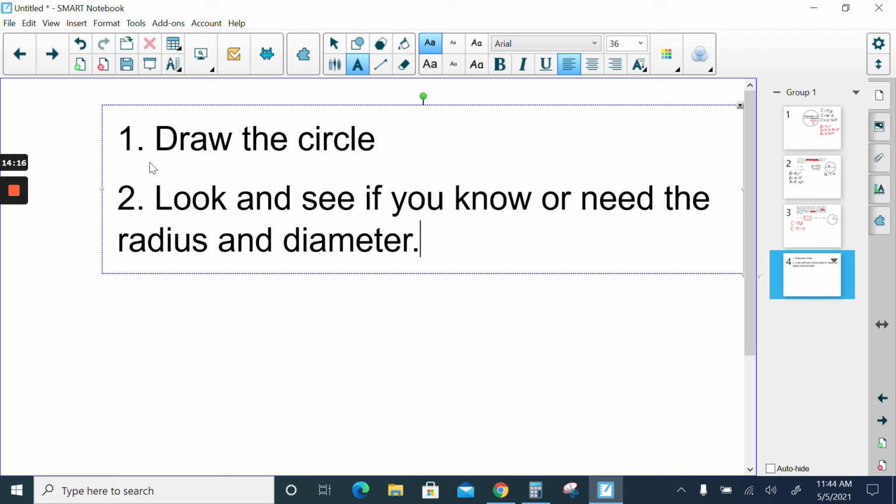The other answer choices are there to trick you. Do not fall for their trap. Make sure: do I know the radius? Do I need the radius? Do I know the diameter? Do I need the diameter? And that is it.